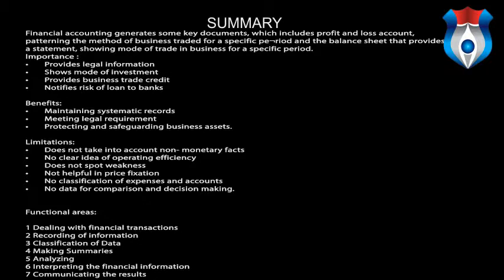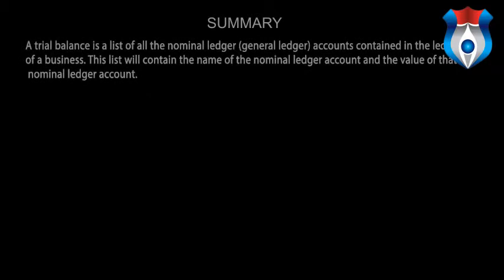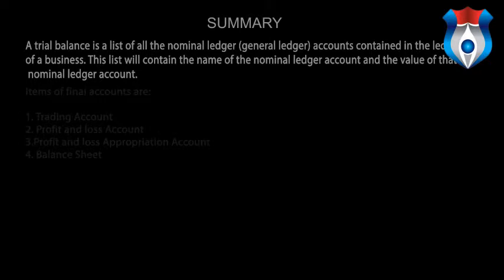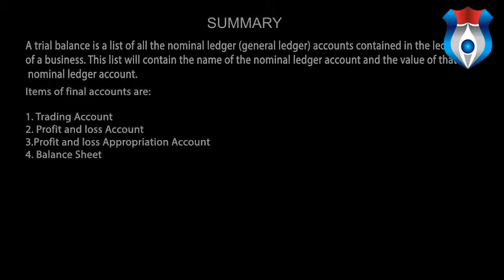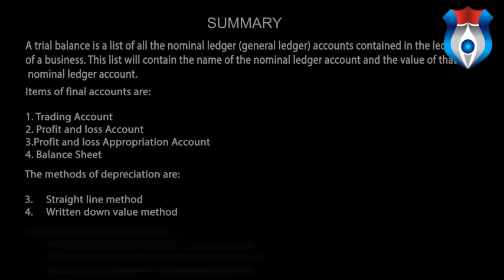Functional areas: dealing with financial transactions, recording of information, classification of data, making summaries, analyzing, interpreting the financial information, communicating the results. A trial balance is a list of all the nominal ledger, general ledger accounts contained in the ledger of a business. This list will contain the name of the nominal ledger account and the value of that nominal ledger account. Items of final accounts are trading account, profit and loss account, profit and loss appropriation account, balance sheet.